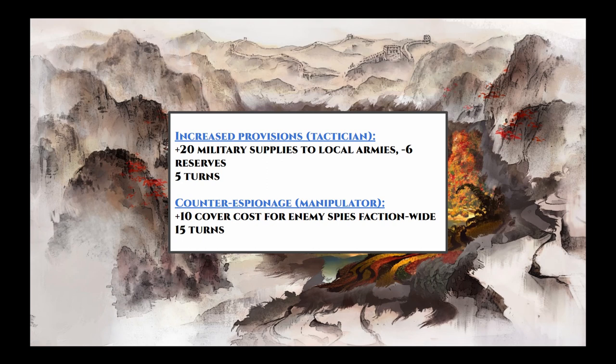Next up is counter-espionage from the manipulator background. This is a spy defense bonus. Like the name suggests, it adds 10 cover costs extra for each enemy spy action. Like I mentioned here before, the best defense against enemy spies is a careful recruitment strategy. So this only slows down the enemy spies and doesn't prevent their action, so they're going to hit you later than they usually would, which is pretty worthless in my opinion.